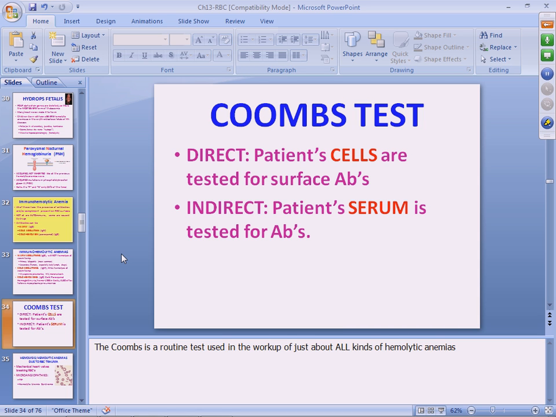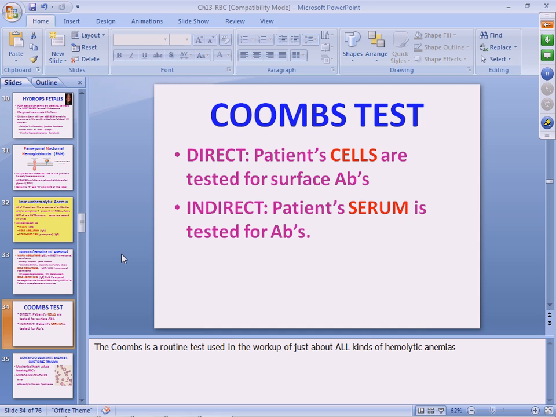Coombs. And one of them is to take the patient's blood cells and just see if there are some surface antibodies on the surface of that cell. One way to do it is to make an antibody against an antibody and see if it lights up, if you're using a fluorescent technique. So that's the direct Coombs test, when you're looking to see if the patient's cells have antibodies.